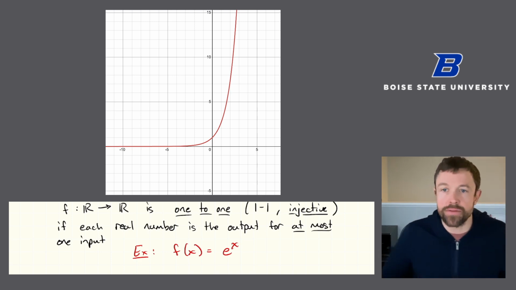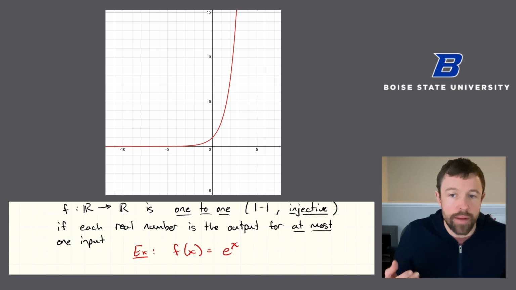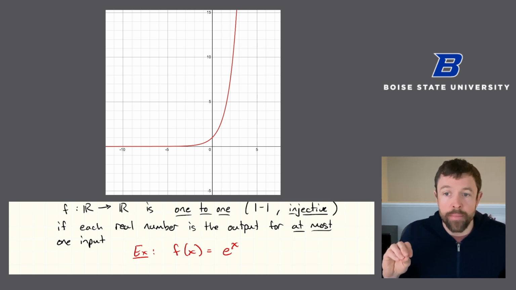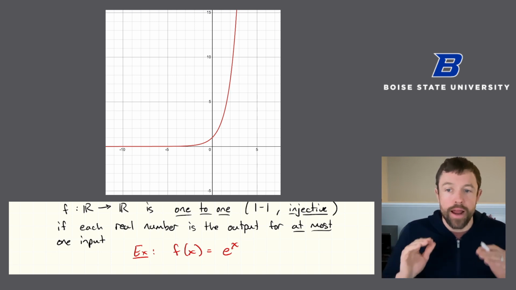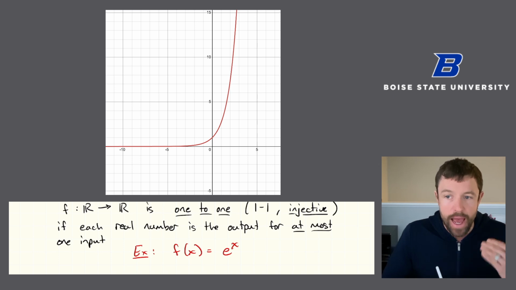This function f of x equals e to the x is one-to-one because we can't get the same output for two different inputs. Different x values that we plug into the function e to the x always give us different y values. Graphically, this is often described in terms of the horizontal line test. If I draw a horizontal line through this graph, it will intersect the graph in at most one spot. It doesn't intersect it twice. Now, it doesn't always intersect the graph, right? If I drew a horizontal line below the x-axis, that's not going to hit this graph. But every horizontal line will hit this graph at most once.